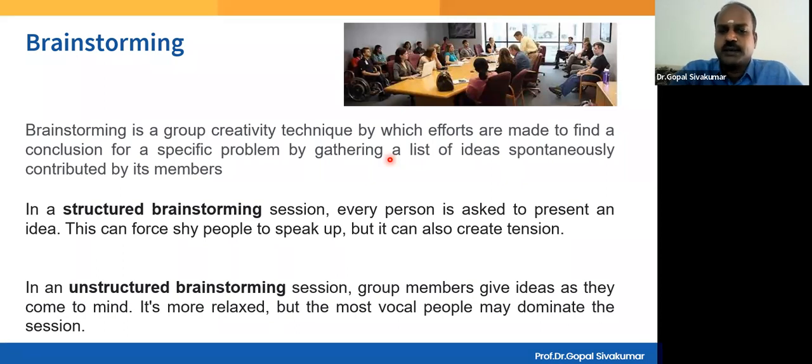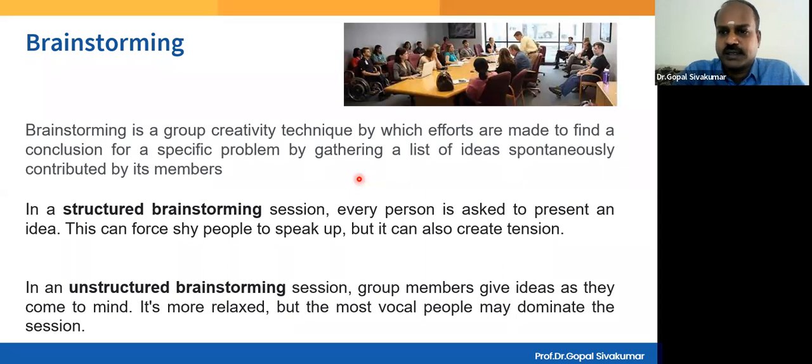And here the people who are highly vocal may dominate the session, and others may not contribute effectively. So there is some advantage as well as disadvantage with each of the methods, both structured as well as unstructured brainstorming. But ultimately, what we require is to understand the possible causes that could have contributed to a specific problem. So before conducting the brainstorming, a moderator has to explain the problem clearly so that everybody understands the context of the problem, and then contributes accordingly with their views about the causes.